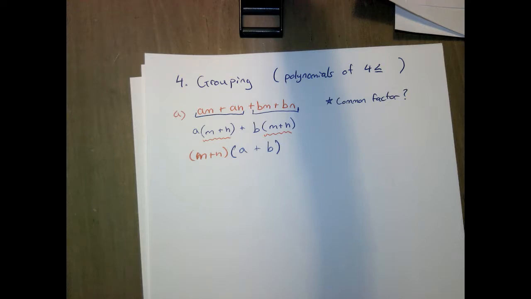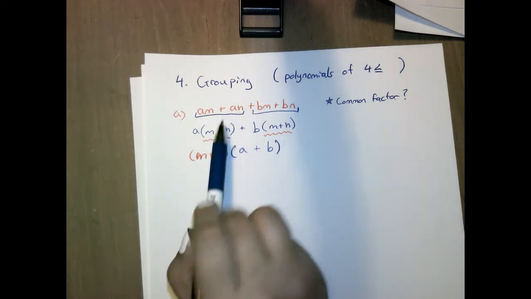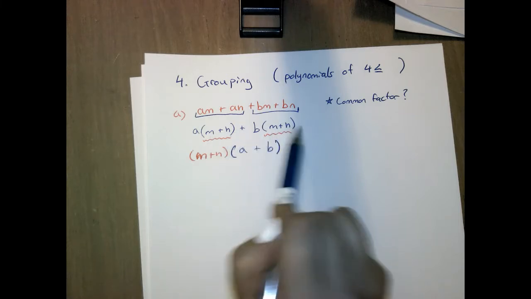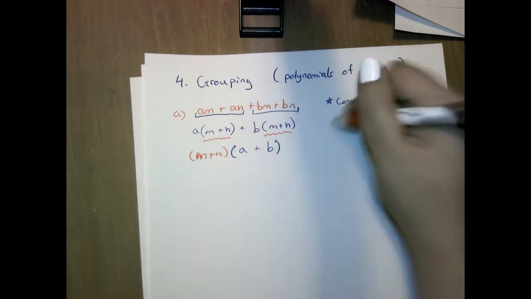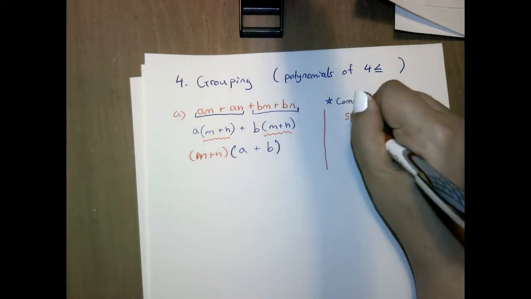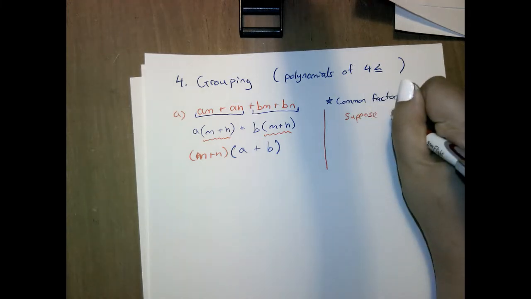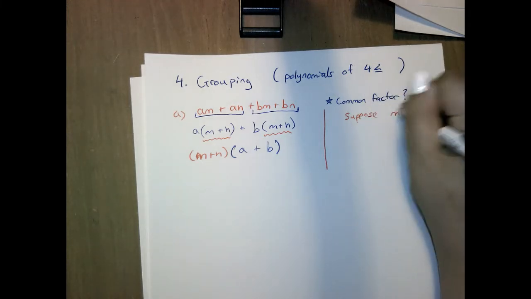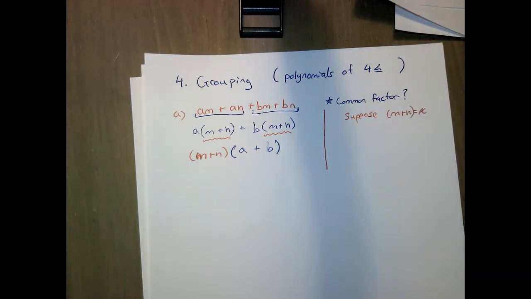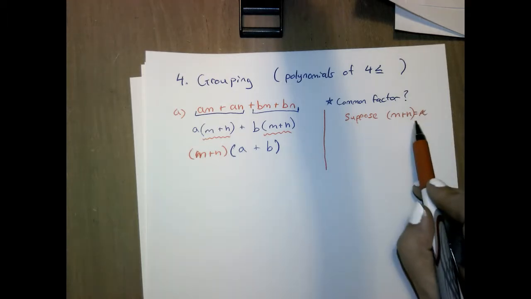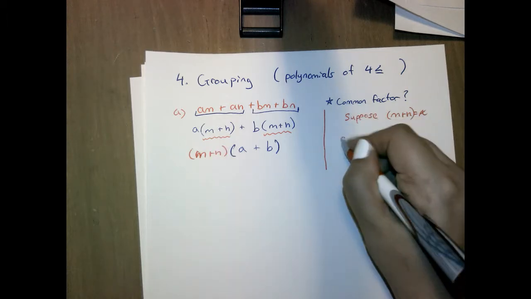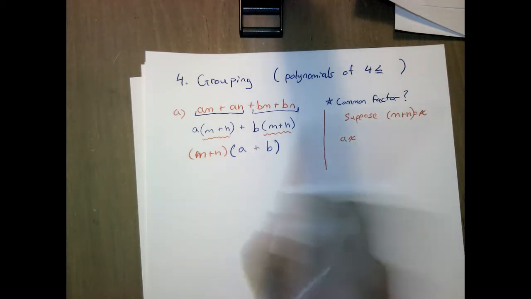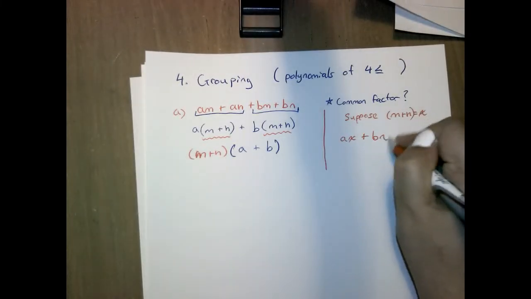So sometimes when we factor out a binomial like this, right, it can be a little bit confusing. So let's pretend we're in an alternate universe. So suppose m plus n equaled x. Right? So let's pretend that m plus n equaled x. If this was the case, well then a times m plus n would be ax, and b times m plus n would be bx.